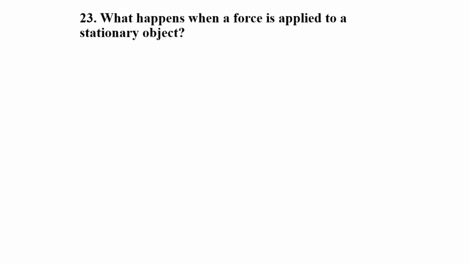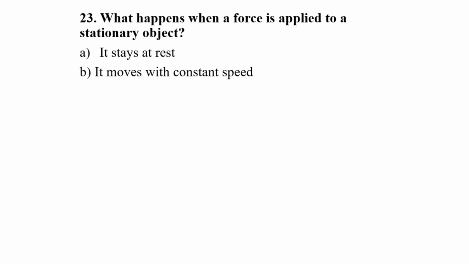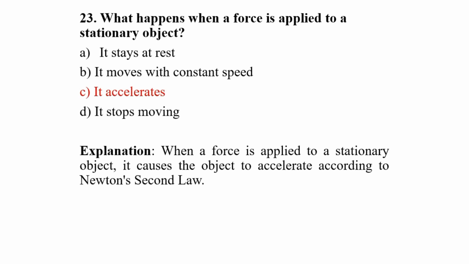Question number 23. What happens when a force is applied to a stationary object? A. It stays at rest. B. It moves with constant speed. C. It accelerates. D. It stops moving. The answer is it accelerates. When a force is applied to a stationary object, it causes the object to accelerate according to Newton's second law.